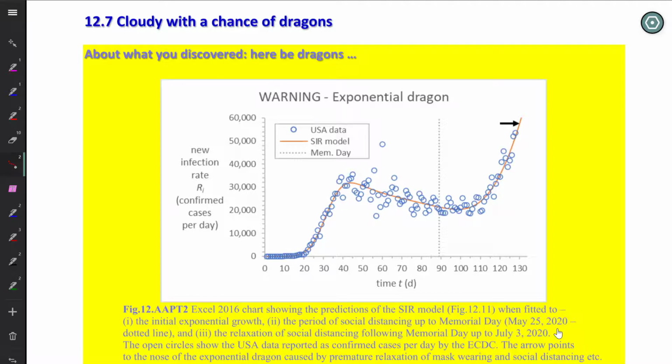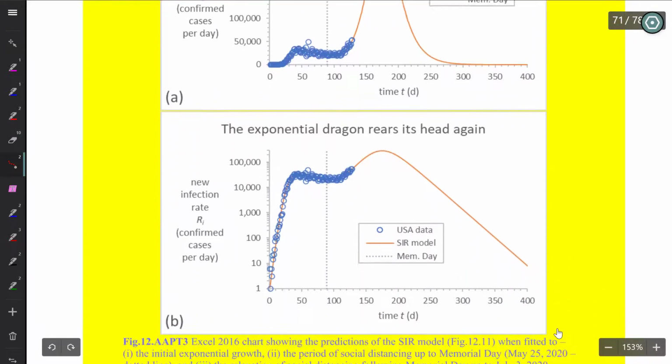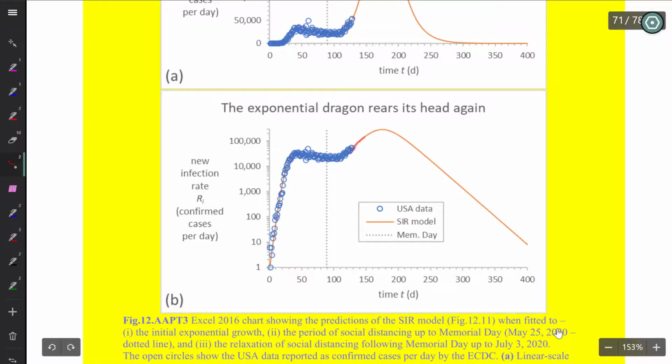Using the same matching techniques, students can also model what's happening now at the beginning of July, and you'll see that there's another exponential dragon approaching. And if it's plotted on a longer term scale, we'll see that the prediction can be that there'll be hundreds of thousands of people infected per day. And again, the graph shows the characteristic inverted V shape for the exponential dragon.